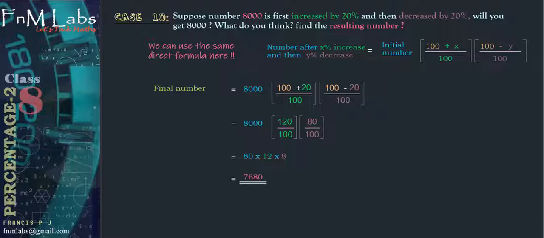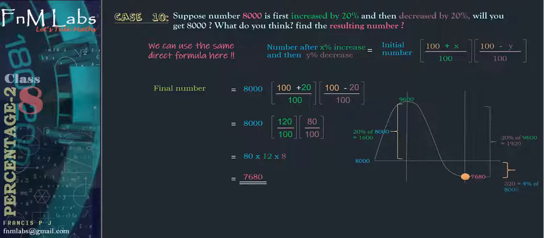Let us visualize this using a graph. First, the 8,000 amount is increased by 20% of 8,000, which is 1,600, and it reaches 9,600. And then it is decreased by 20%. Here the reduction 20% is based on 9,600, not on 8,000. So the reduction value is more than the increase value, which is 1,920. It gets increased by 1,600, but it gets reduced by 1,920. So it goes below 8,000 after reduction. So the final amount is 4% below the initial amount.